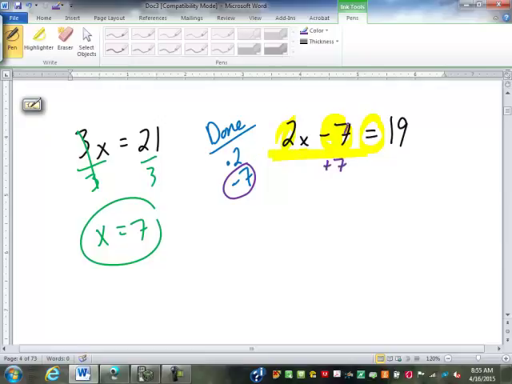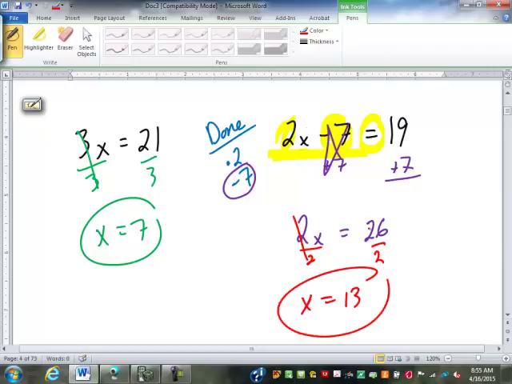So we're going to add 7. That's gone, leaving us with 2x. Have to remember to add 7 over here. 19 plus 7 is 26. And then we have to get rid of the 2, so we're going to divide by 2. X equals 13. Again, you could double check if you wanted to. You could put 13 up here where x is. What's 2 times 13? 26 minus 7 is 19.